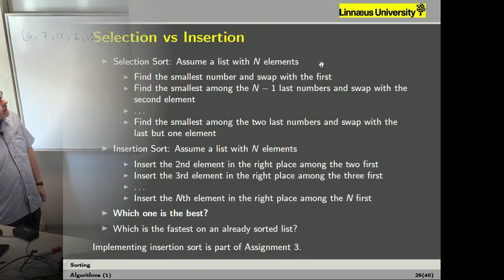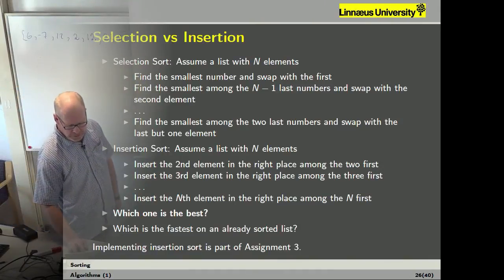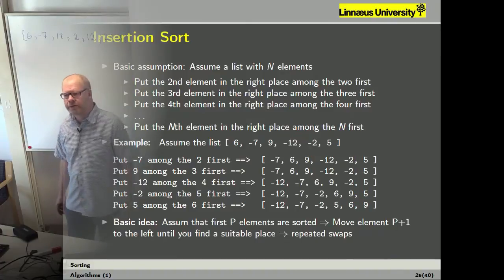So assume both cases. Assume a list with n elements. The first one was find the smallest number and swap with the first. The second one was swap leftwards until you find the correct position. Which one is better? Can you find a scenario when one is better than the other?